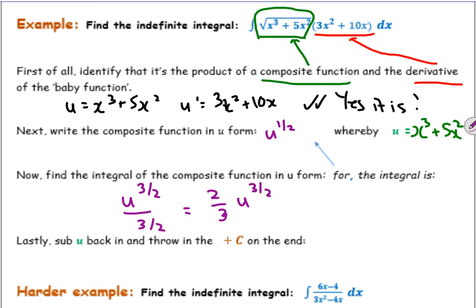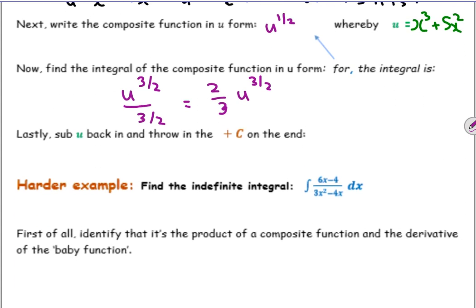Lastly, sub the u back in and throw in a plus c at the end. It's actually less work than when we had the composite with the linear subbed in. So sub the u back in. I'm just going to write 2 thirds. I'm looking at the wrong page, that's why I'm getting confused. Sub in the u. The u was x cubed plus 5x squared. Let me know if I'm subbing the wrong thing.